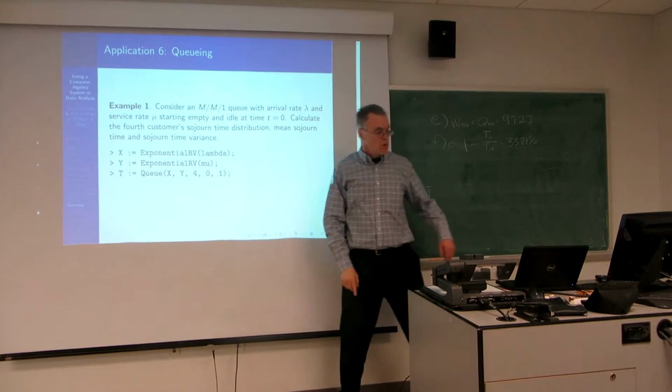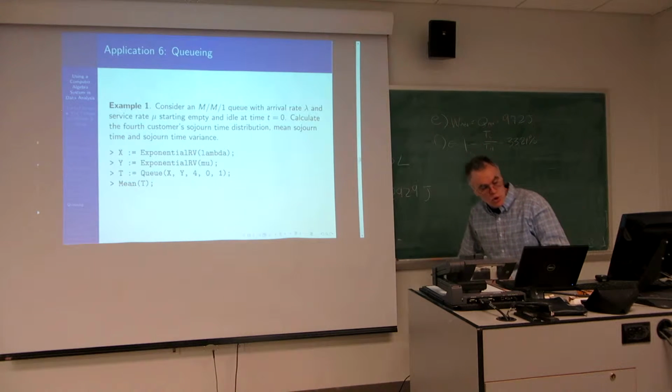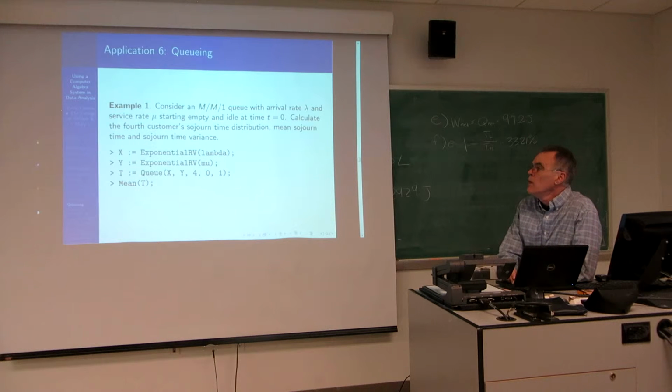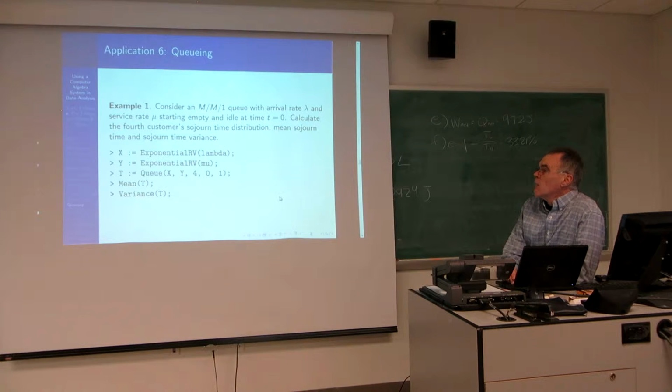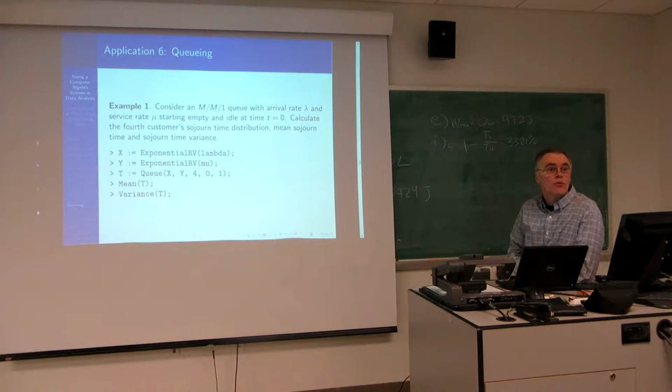Okay? So he wrote that, and we not only want the distribution of that 4th customer's sojourn time, we want its mean, and we want its variance. Any questions just generally over the code? Now there's a lot of details behind the scenes here, of course, to do that.